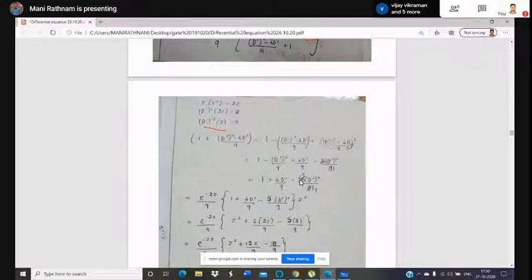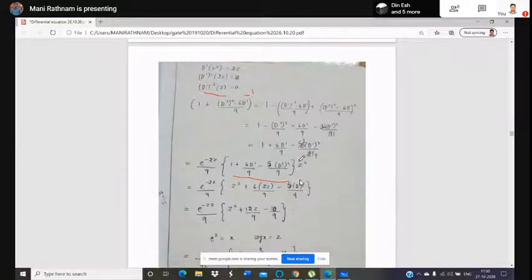So you should neglect here. Here only one term contains d dash square. So the expansion solution you will get this one. After that, this z square inside here, here and here.